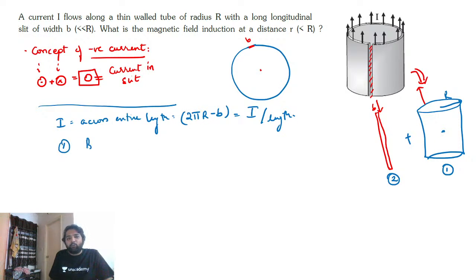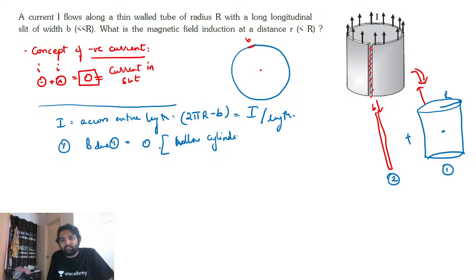Inference due to 1. Field due to 1 will be how much? 0, because it's a shell. It is a hollow cylinder. हो गया ना एकदम मस्त.